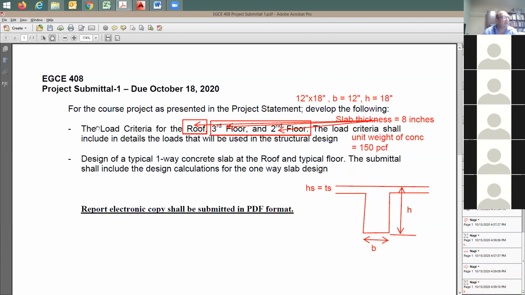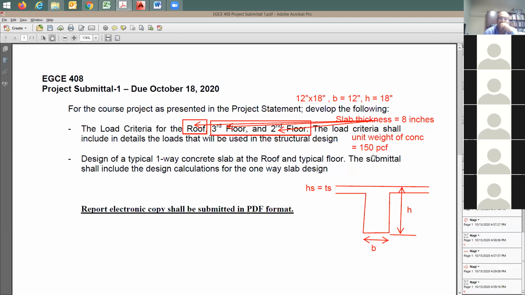So I guess now we know what to do when it comes to load criteria. And at the end, you need to find out W ultimate, and W ultimate is going to be 1.4 times dead load versus 1.2 dead plus 1.6 live. So we know this load criteria is going to be included in here. Now the second item needed is to design a typical one-way concrete slab at the roof and typical floor.